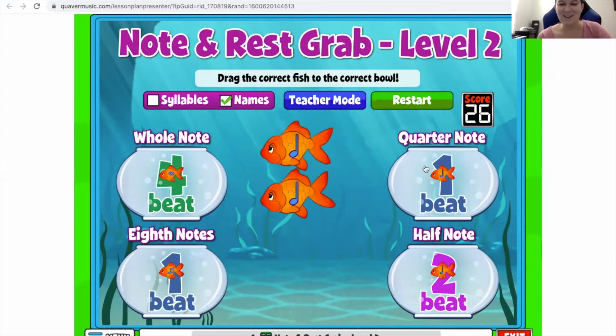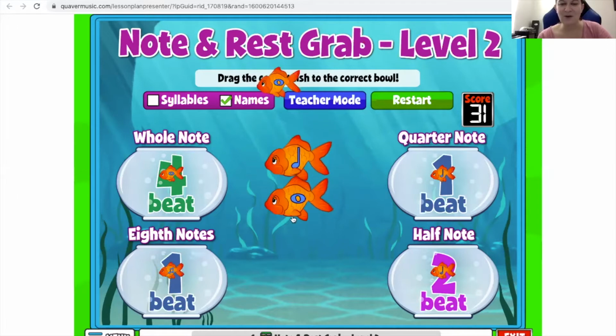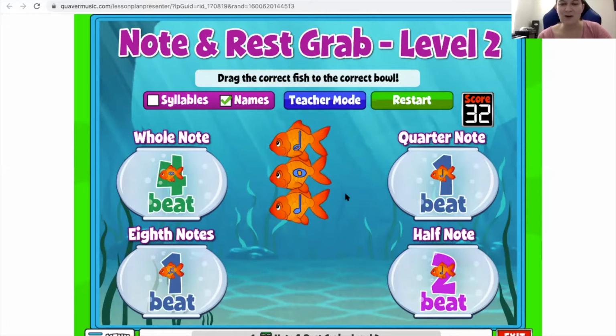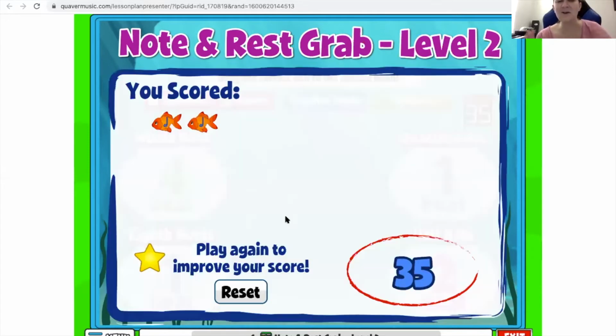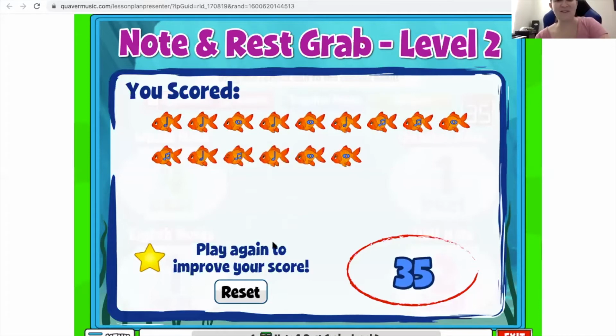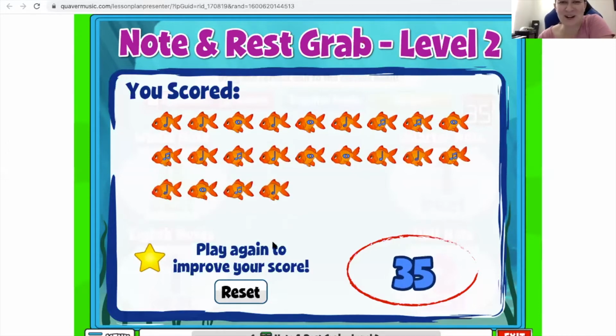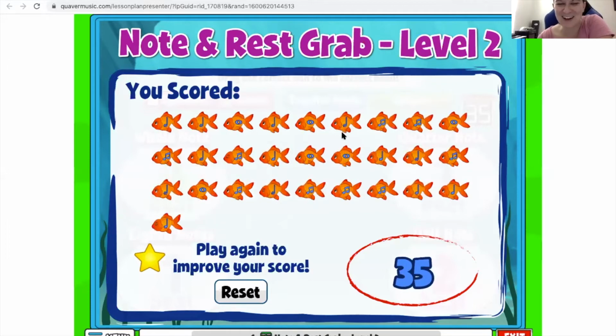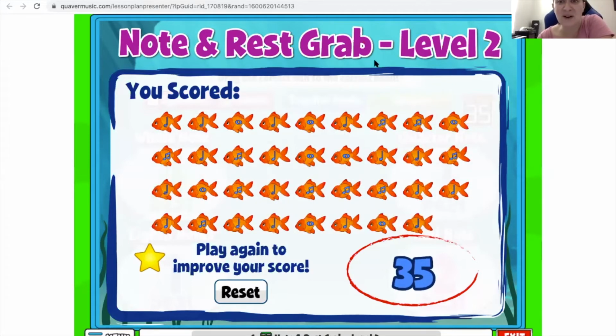Here's our quarter note, another quarter note, eighth notes, quarter note, half note, whole note, quarter note, half note, half note. Oh my goodness, it got to the top. 35 though, so 35 fish we put in the correct bowl. Nice job. Like I said, that was a tricky one. That was really fast, so good job with that.